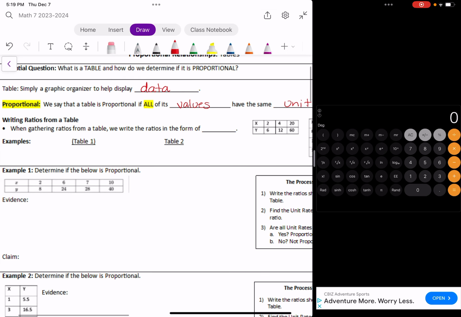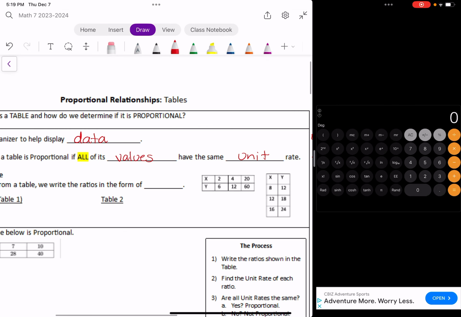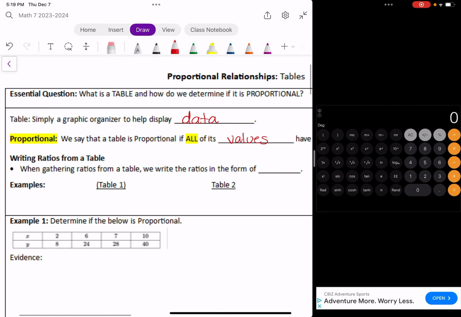So let's look at how we write ratios. Remember, before I get started, a unit rate is a ratio that has a 1 on the bottom. For example, if I'm driving and I go miles per hour, and I'm going down a street, and it takes me 1 hour to go 25 miles, that is a unit rate. So let's look at how we write ratios from a table.